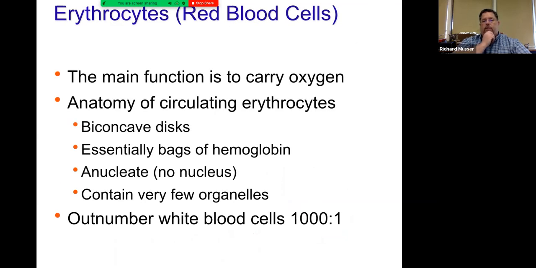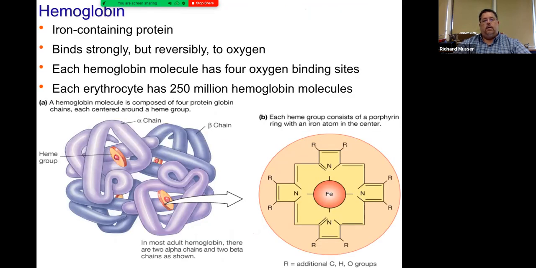So the main function of erythrocytes is to carry oxygen. It's biconcave. It's anucleate, contains very few organelles and outnumbers white blood cells by 1,000 to 1. Here's what a hemoglobin looks like. It's an iron-containing protein that strongly but reversibly binds to oxygen, unlike carbon monoxide, which can attach to the hemoglobin and not let go.